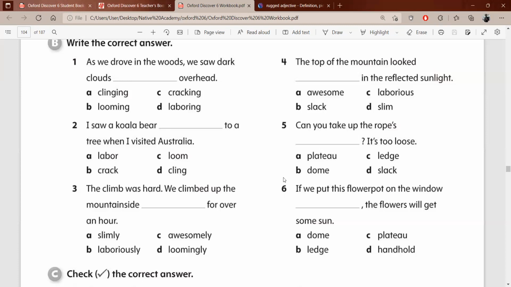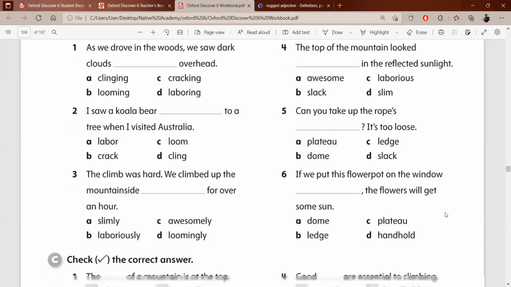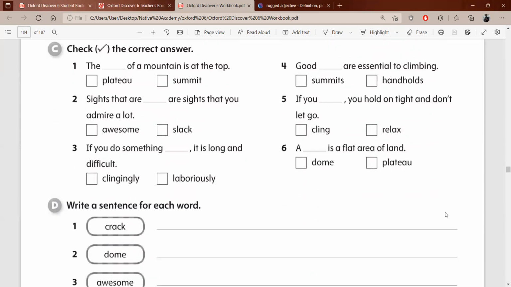Okay, number 6. If you put this flower pot in the window, what will the flower get sometimes? The window ledge. Of course, now I think you know the difference between edge and ledge, right? Yeah. Okay.